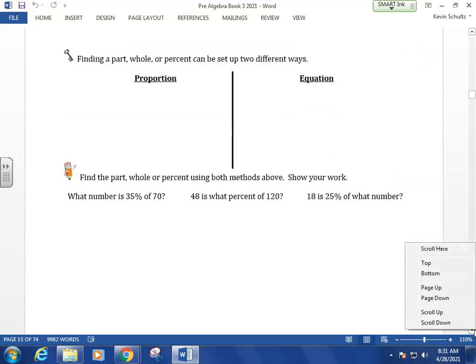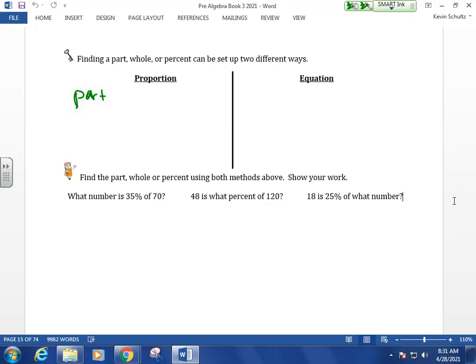Okay, once you identify the part, the whole, and the percent, and realize what you're trying to find, you can set this up two different ways. You can set it up using a proportion, which is going to look like part over whole equals your percentage over 100. This is abbreviated to be P over W equals percent over 100.